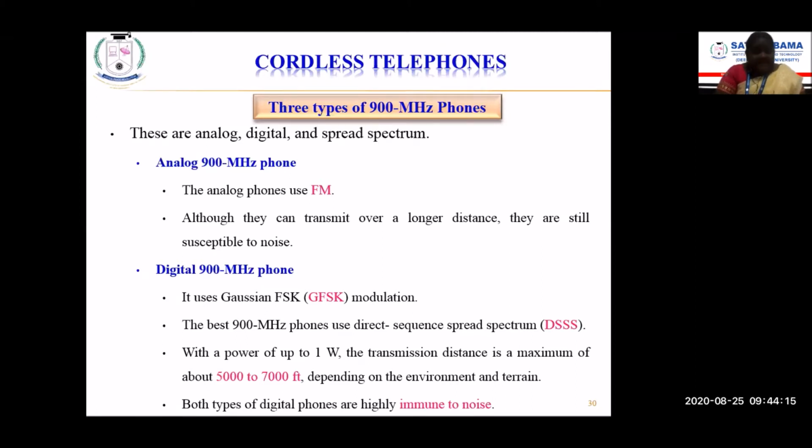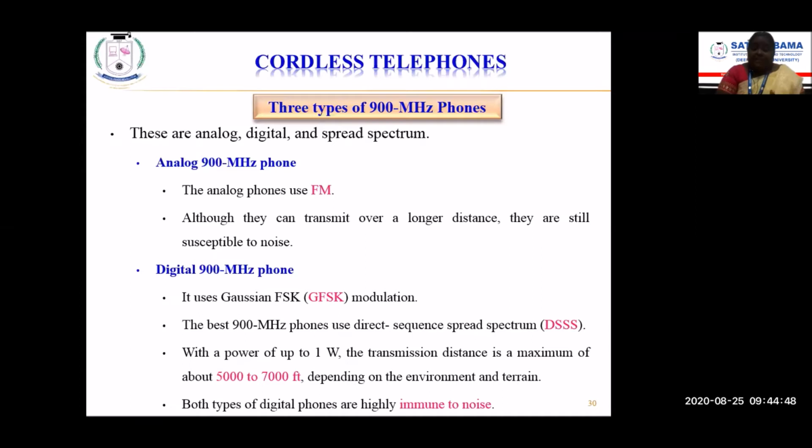The best 900 megahertz phones use the direct sequence spread spectrum. It is the methodology used for the data transmission over the wireless medium. All of this uses the RF frequency, that is the radio frequency range only. With the power of up to 1 watt, the transmission distance is a maximum of 5,000 to 7,000 feet. Within that is the coverage range. It also depends upon the environment and the terrain where we are using this phone.